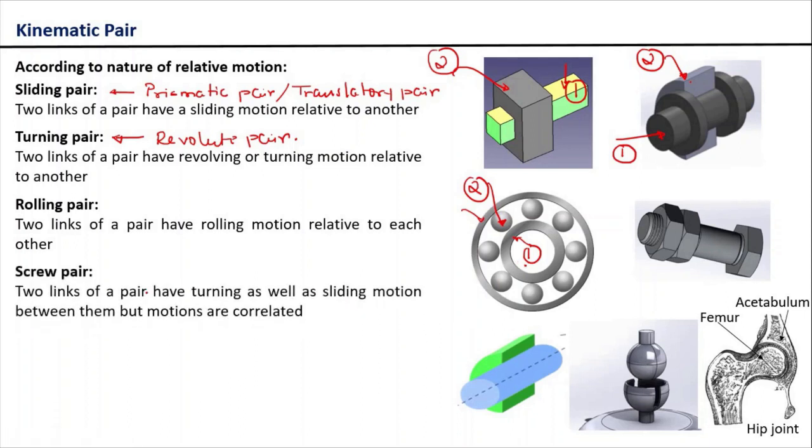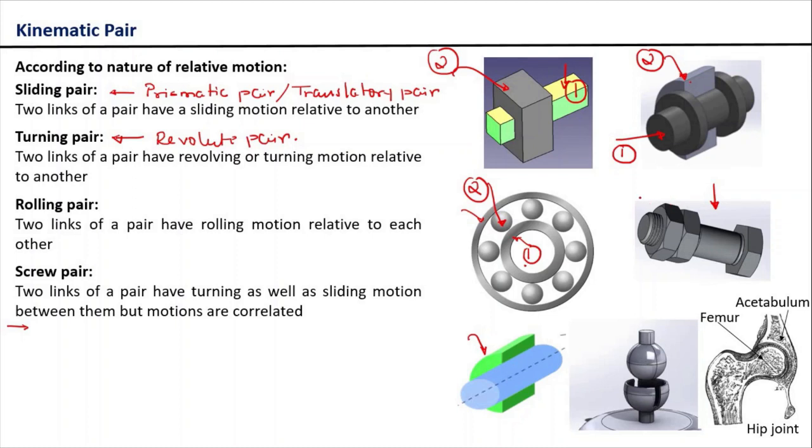Now screw pair. In this case, the two links of the kinematic pair will have a turning as well as sliding motion, but it is very important to note that the turning and the sliding motion will be correlated to each other. One example of a screw pair is a nut and screw arrangement. As you can see in this diagram, when the screw turns through a certain angle, the nut will travel through a certain distance.